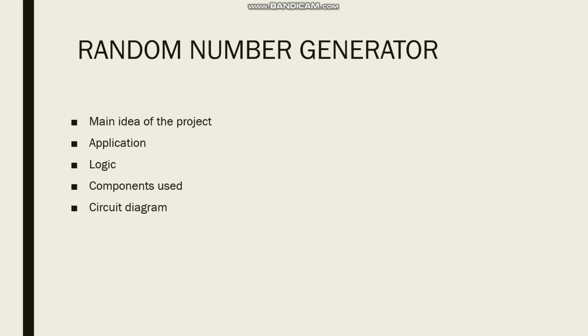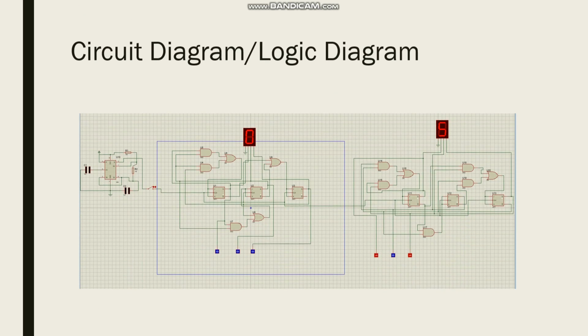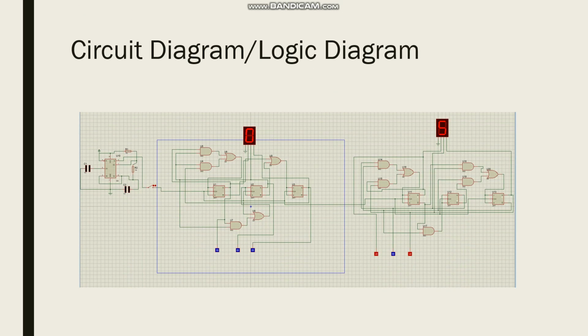Now let's see the circuit diagram in the next slide. This is the circuit and logic diagram, in which on the left side you can see a timer, which includes a 555 timer IC, and the output, that is pin number 3, is connected to a switch. When the switch is turned on, the clock pulse is transmitted to the clock pin of the T flip-flop, and when the switch is off, the transmission is stopped. Two capacitors and two resistors are also connected.